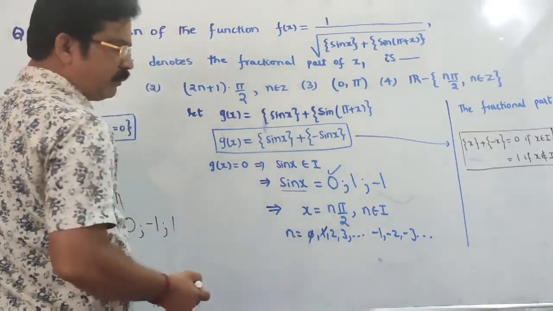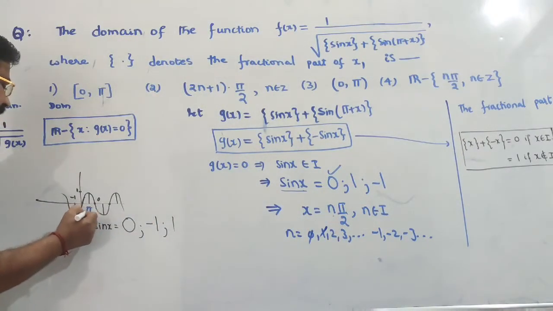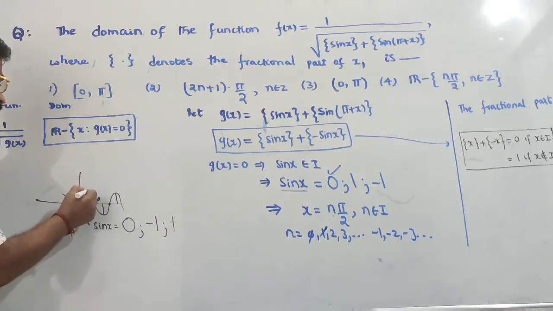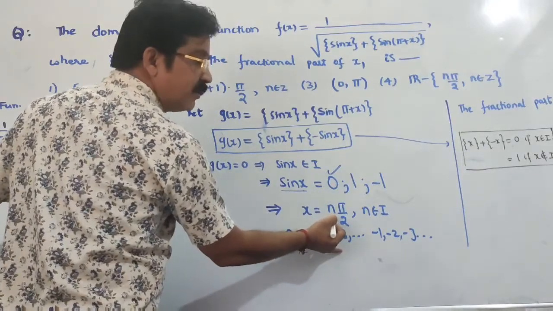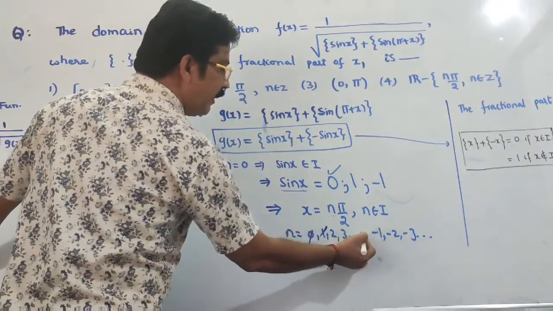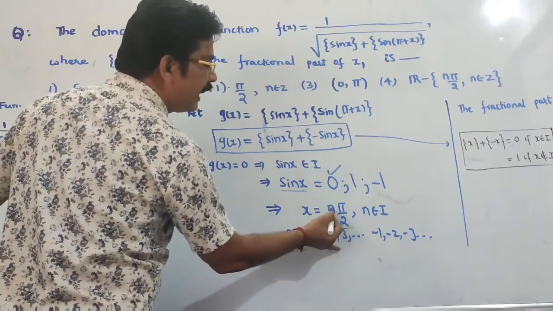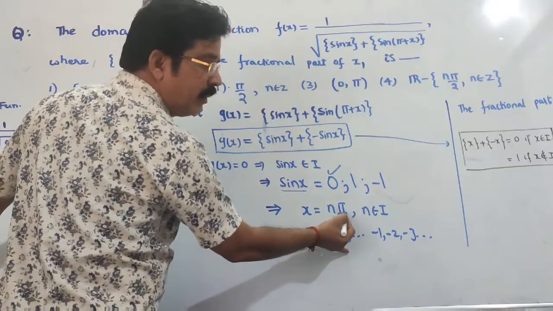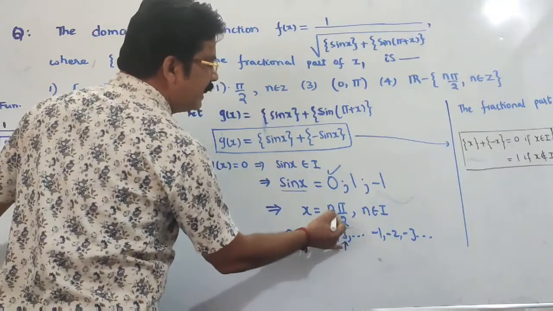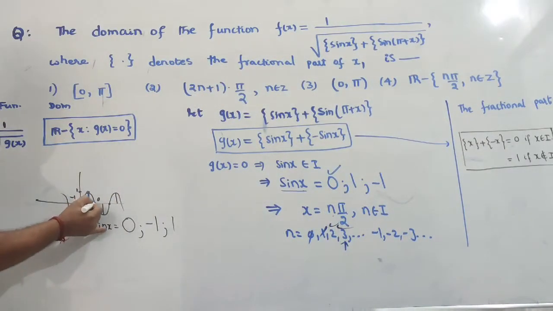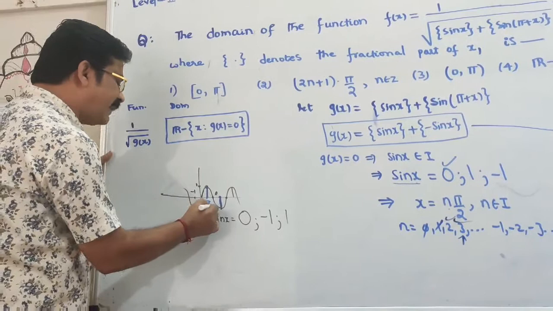Next take n equal to 1. N equal to 1 into pi by 2, x equal to pi by 2. Sin pi by 2 equals 1. So therefore sin x equal to 1, the general solution is here. Next similarly for n equal to 2, 2 cancels, sin pi, x equal to pi. Put x equal to pi, sin pi value is 0. Next put n equal to 3, 3 pi by 2. Here it is 1 pi by 2, 2 pi by 2, 3 pi by 2, and its value is minus 1.